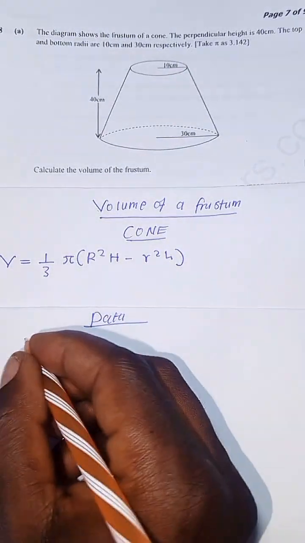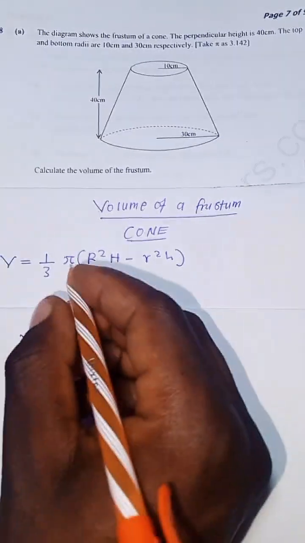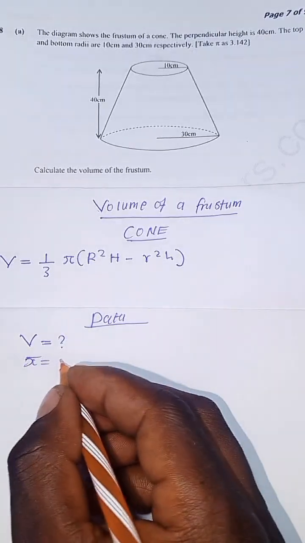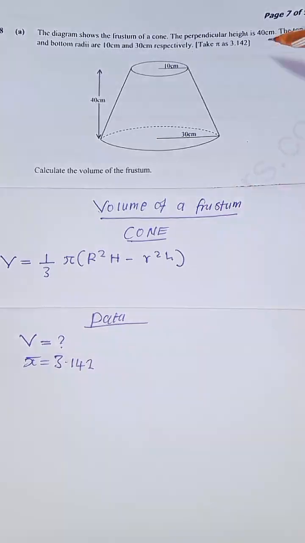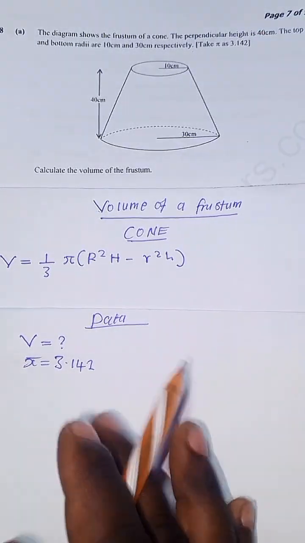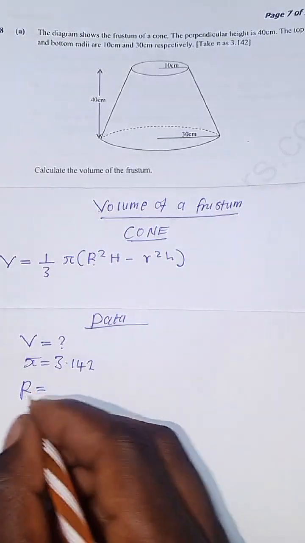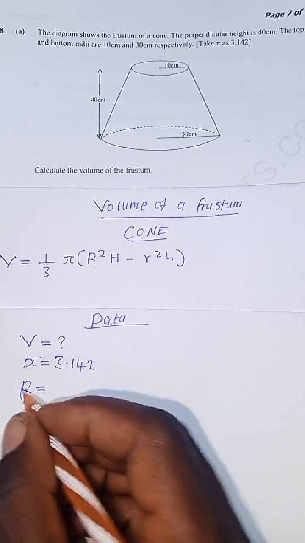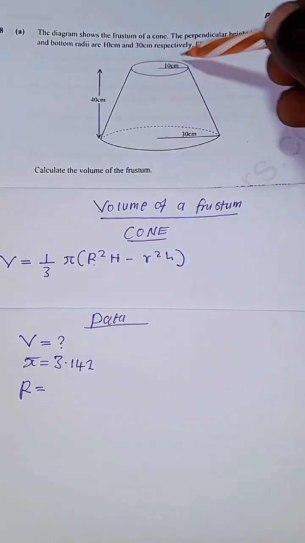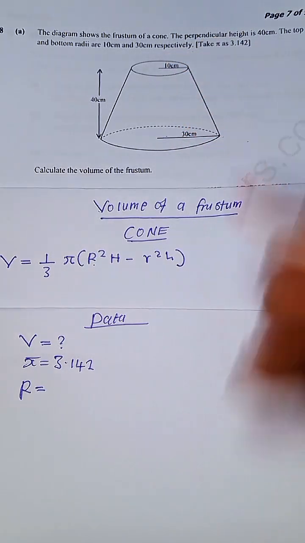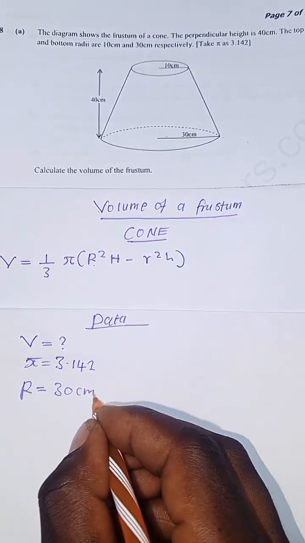Number one, of course, volume. That is what we are calculating. We don't know. We have pi. Pi is always constant. It is 3.142, like we have been given in the question. Then we need R, represented by capital letter R. This is the bigger radius. As you can see, we have the bottom radius and the top radius. So the bigger radius is the one that is at the bottom, which is 30 centimeter.